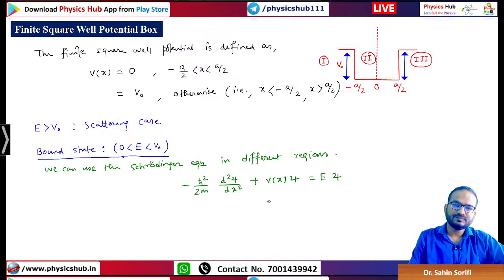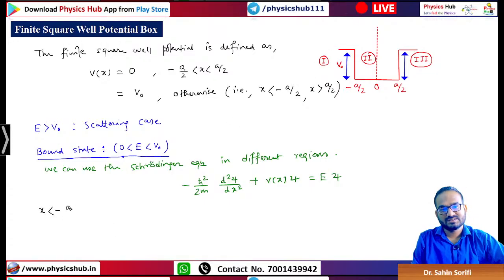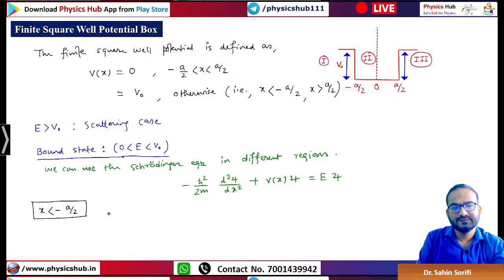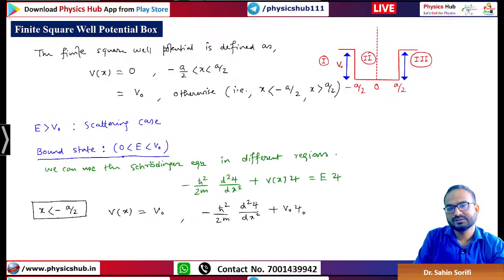Okay. So first of all, if I talk about this first region, region 1, that is x less than minus a by 2. So for this region, what will be the solution? For x less than minus a by 2, you see the potential is V naught, V of x is equal to V naught. So this Schrodinger equation becomes minus h cut squared by 2m d squared psi by dx squared plus V naught psi is equal to E psi.